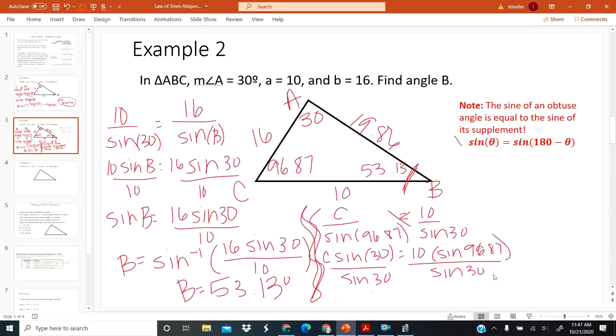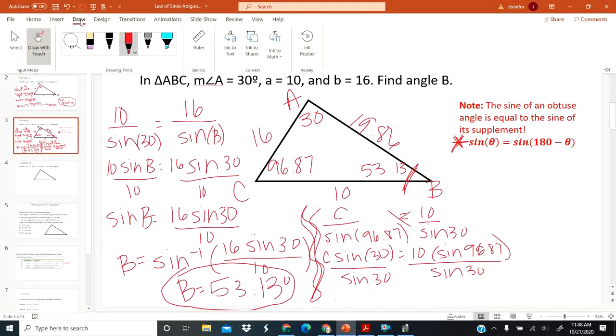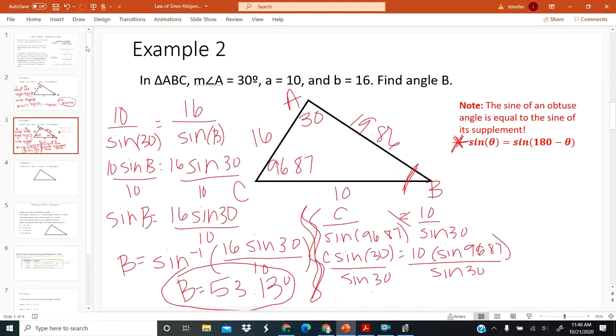So then we have this other note over here, and that says the sine of an obtuse angle is equal to the sine of its supplement. So that means we have the sine of theta, and that's going to be equal to the sine of 180 minus theta. So that is going to be the thing that you have to check to see if there's another option for angle B in this triangle. So I have option 1 right here where B equals 53.13. And we're going to keep that, but I am going to go back and erase the numbers out of my triangle so that I can see if there is another option that is available for angle B.